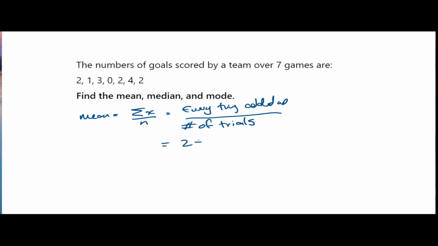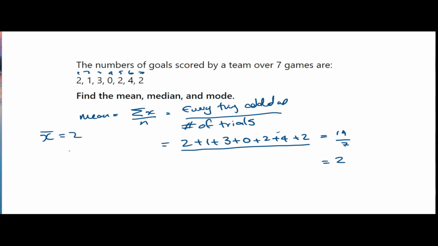So that's going to be 2 plus 1 plus 3 plus 0. You don't need to worry about that, but I'm going to leave it in. Plus 2 plus 4 plus 2. So that's 3, 6, 8, 12, 14. And how many games are there? 1, 2, 3, 4, 5, 6, 7. Over 7, so 14 divided by 7 is 2. So the average number of goals is 2.